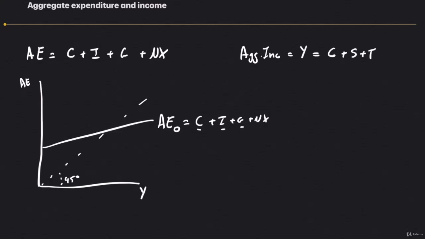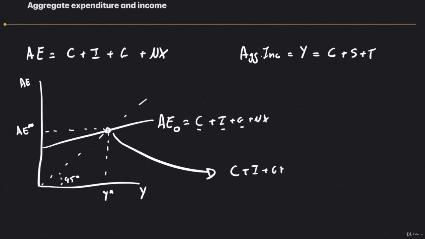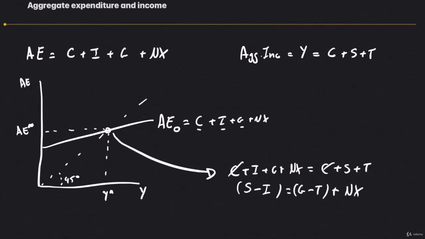the line intersects the 45-degree line, and at that point, aggregate expenditure and income are equal to each other. And at this point only are C plus I plus G plus net exports equal to C plus S plus T, where C and C go away, and we can rewrite it as I minus S equals G minus T plus net exports.